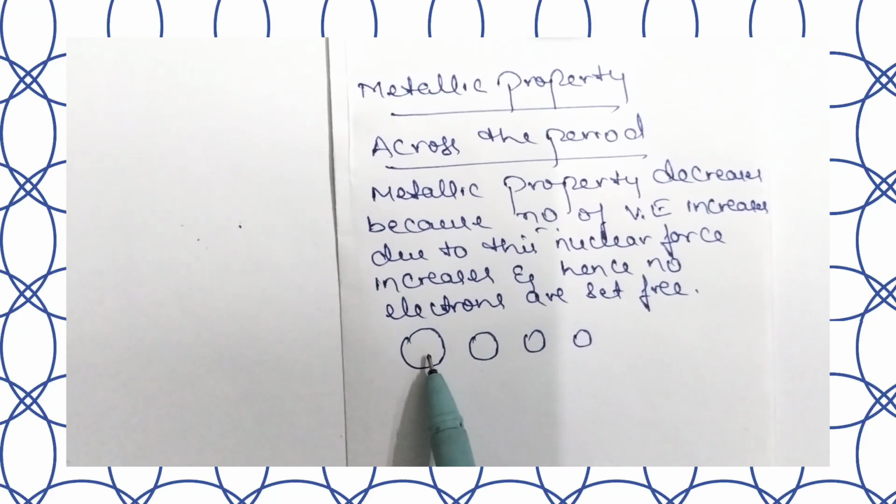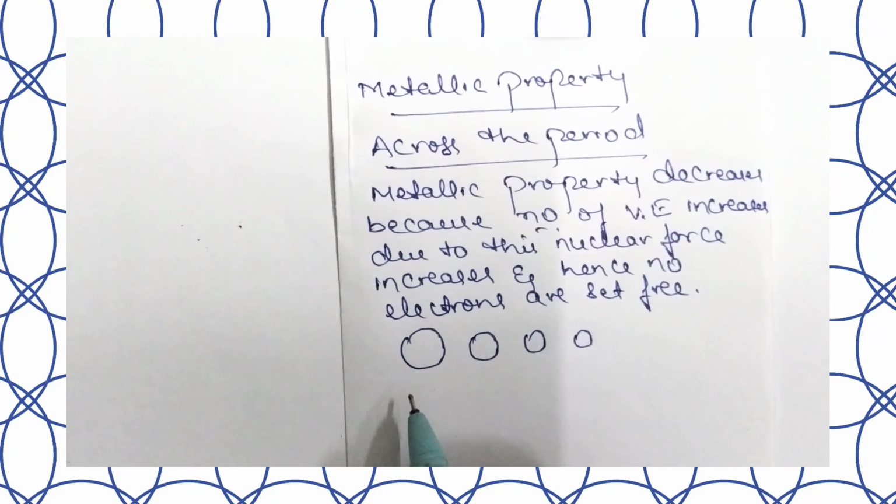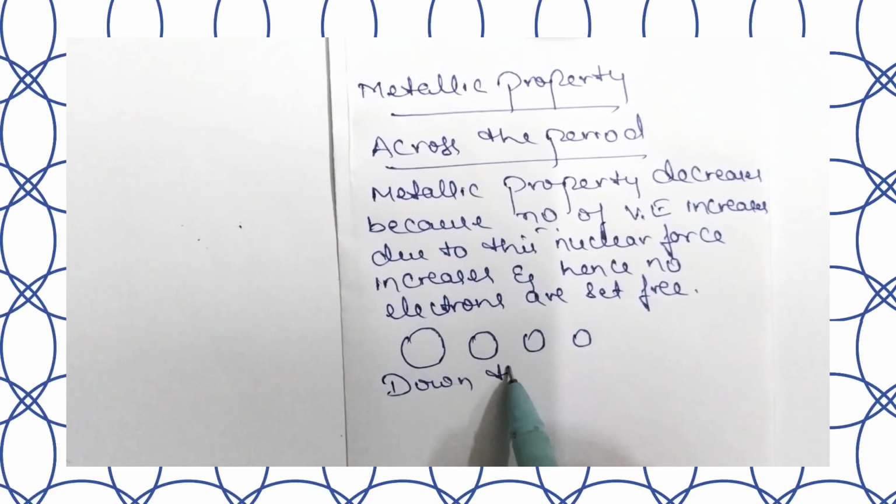As we move across the period, why does the metallic property decrease? Because the valence electrons increase. As the valence electrons increase, the nuclear force also increases, and that nuclear force will make no electrons become free. If electrons are not free, then they behave like a non-metal. Therefore the metallic property decreases.